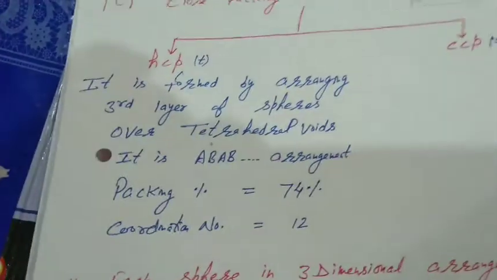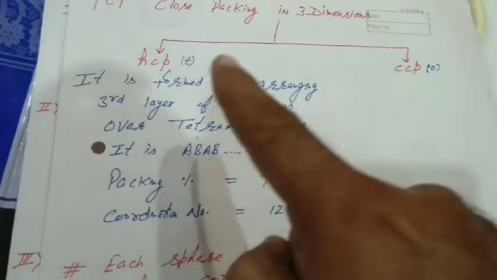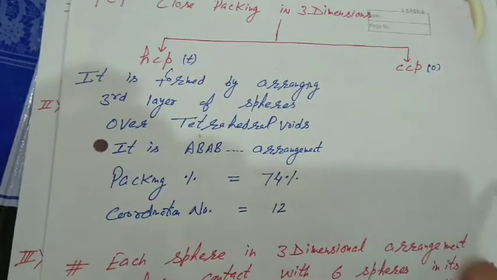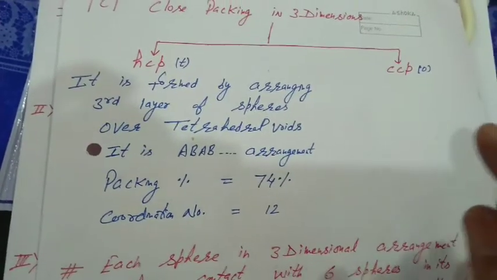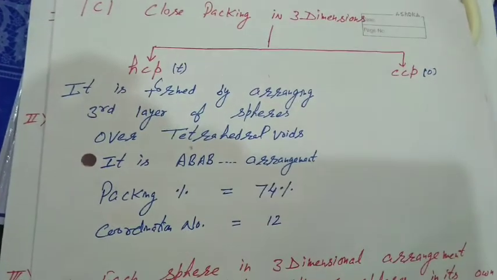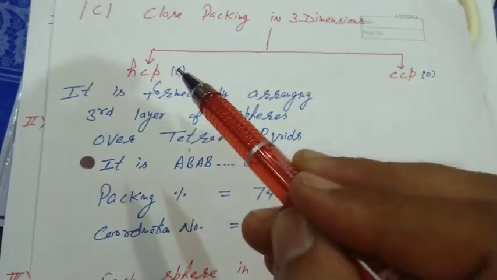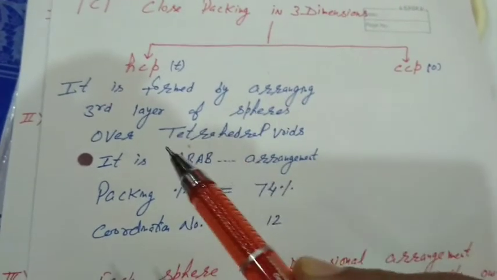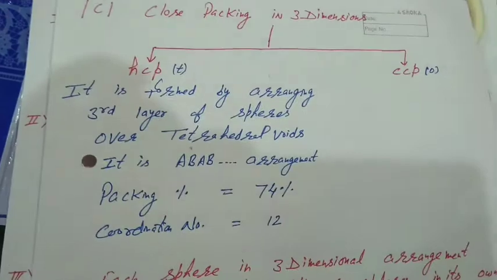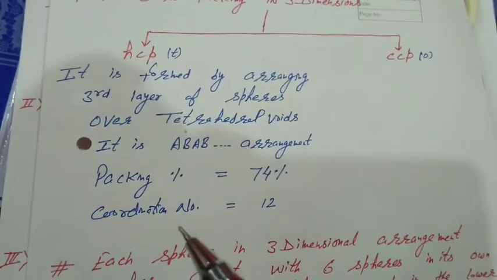Hexagonal close packing in 3 dimensions is formed by arranging the third layer of spheres over the tetrahedral voids. Only you have to do this. You don't have to mention packing in 3 dimensions, but you have to give some introduction of HCP in 3 dimensions. Only you will mention: formed by arranging third layer of spheres over tetrahedral void. The code word for HCP in 3 dimensions is T, students. It is AB arrangement. Packing percent is 74% and coordination number 12.